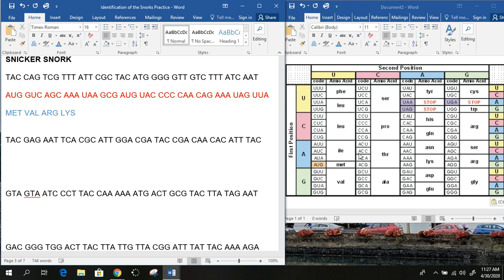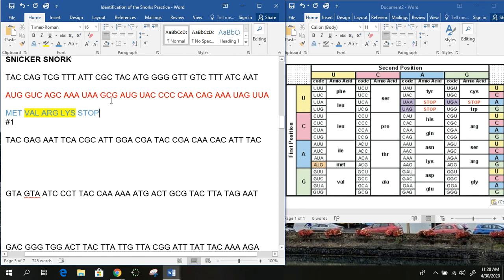UAA is a stop codon. So stop. Now, that would be the first gene. So this right here, let me go ahead and we can highlight in yellow. This is gene number 1. Okay. Gene number 1.